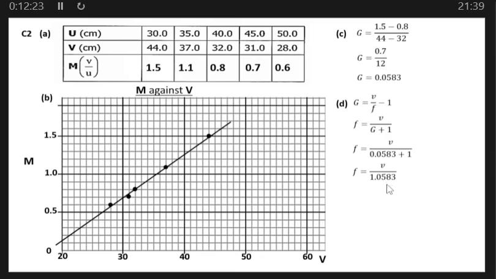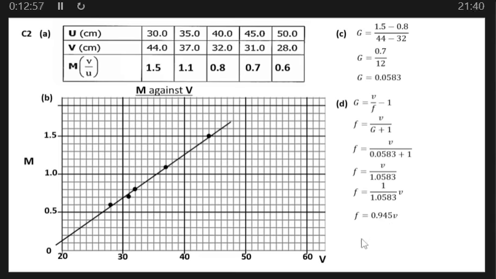1.0583. Then from there, you factor it a bit like this, 1 over 1.0583 V. Then you divide 1 by 1.0583, which will give you 0.945 as your answer. Then here put V, because we don't know what the value of V should be. All right, so your answer becomes this one here.